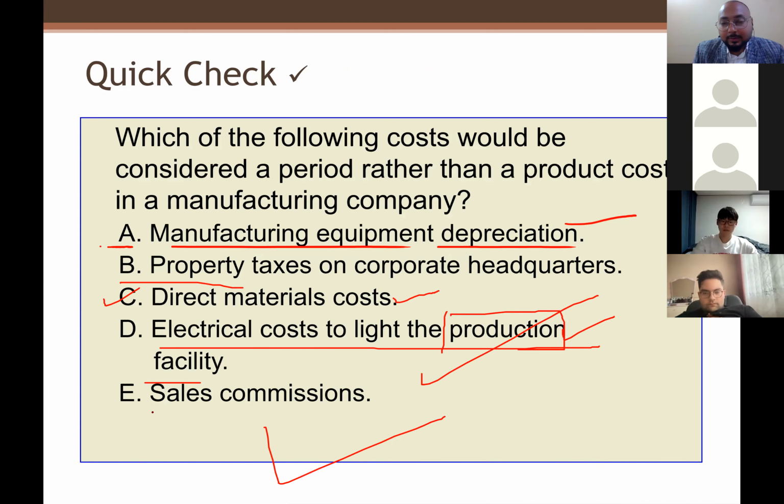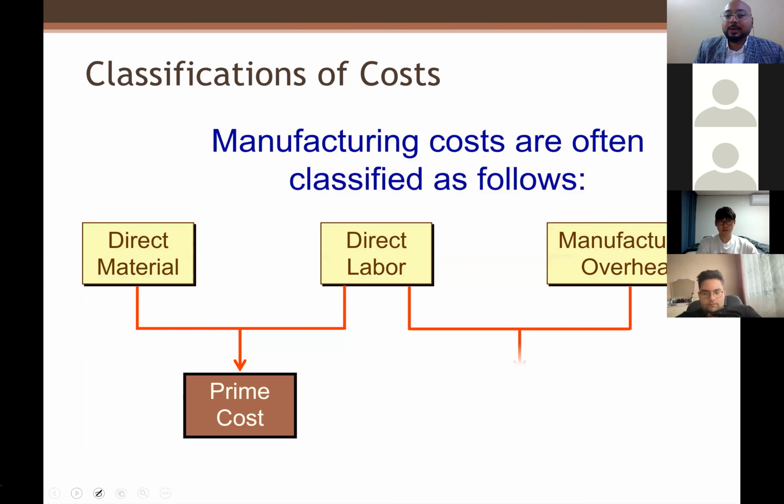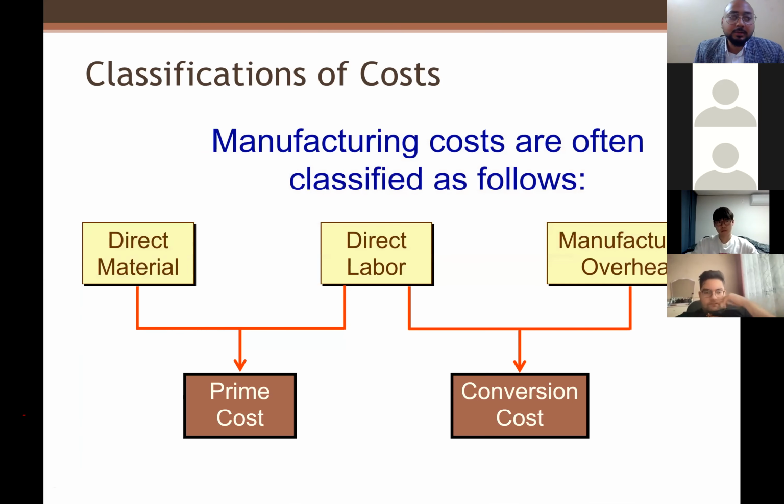The last one is sales commission. Sales commission is non-manufacturing and non-manufacturing is period cost. Right, guys? Well done. Now, the other classification of cost, based on prime cost and conversion cost.